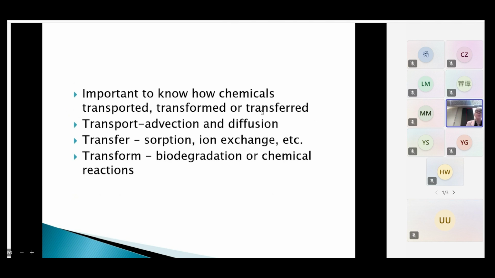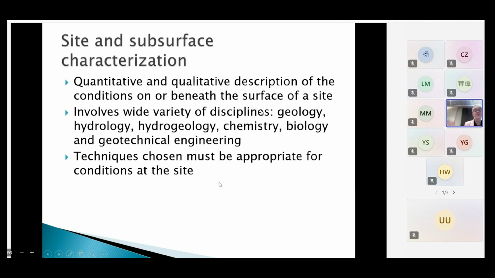Sorry. So trying to figure out, once you know what's there, how is it going to be transported? Is it going to be converted to something else? Is it going to be transported by groundwater transportation? Is there going to be some diffusion, absorption, biodegradation, things like this? These are all the things we want to find out.